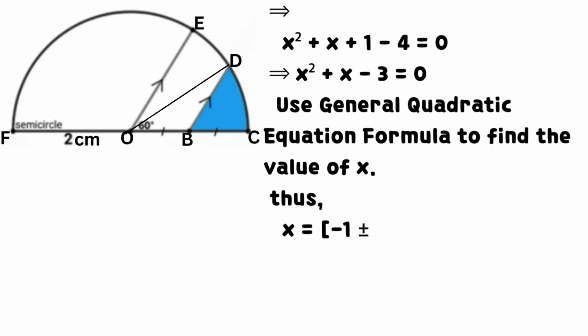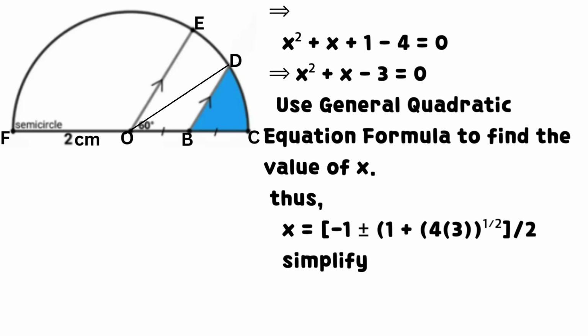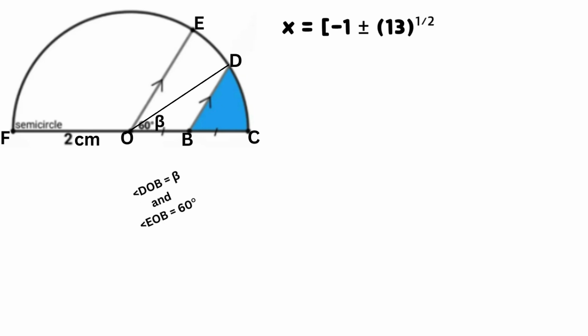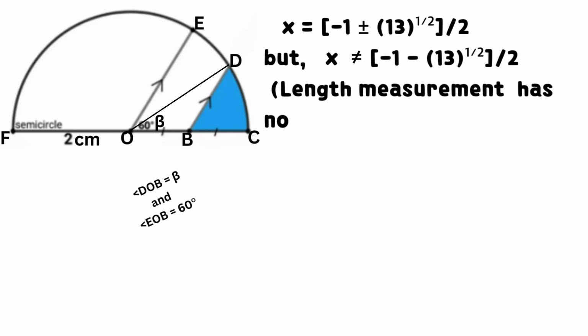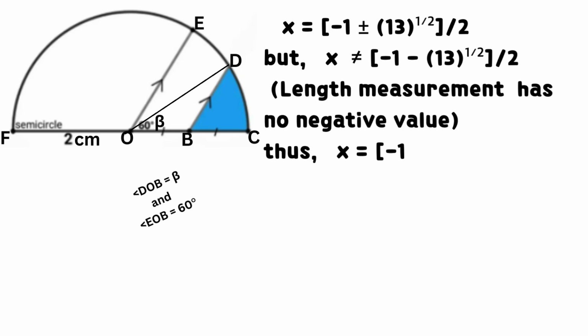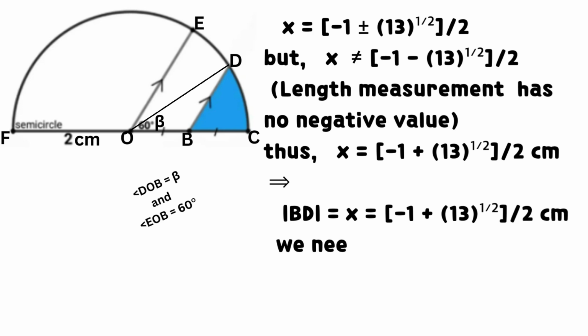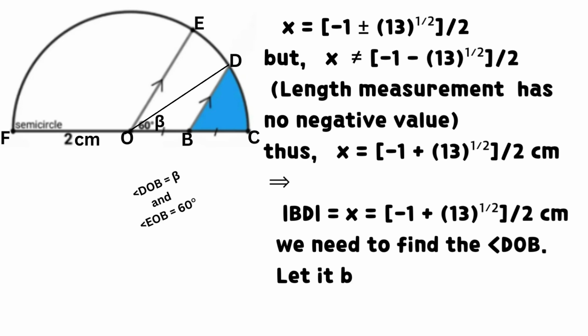Use the general quadratic equation formula to find the value of x. Thus, x equals negative 1 plus or minus the square root of the sum of 1 and the product of 4 and 3, all divided by 2. Simplify and we have that after simplification, x is not equal to the negative result because length measurement has no negative value. Thus, x equals the sum of negative 1 and the square root of 13, all divided by 2, in centimeters. The result, which equals x, is also equal to line BD.